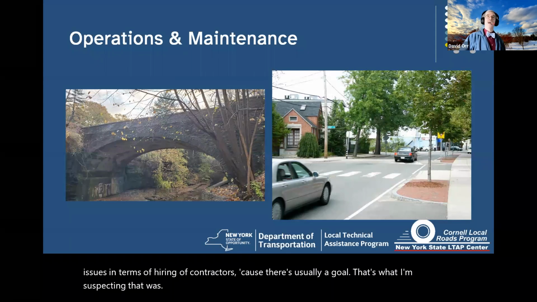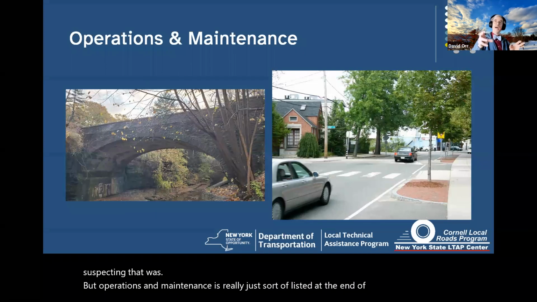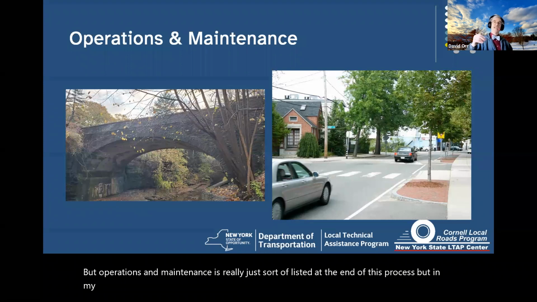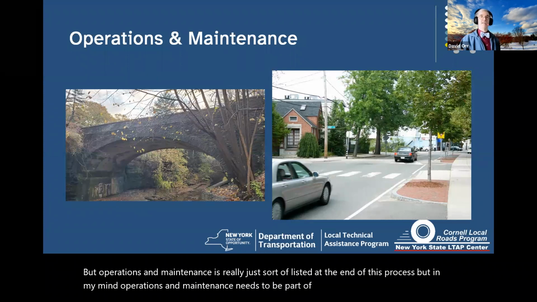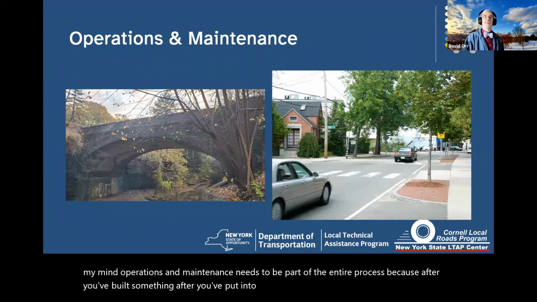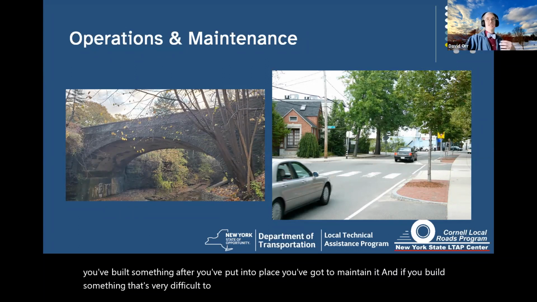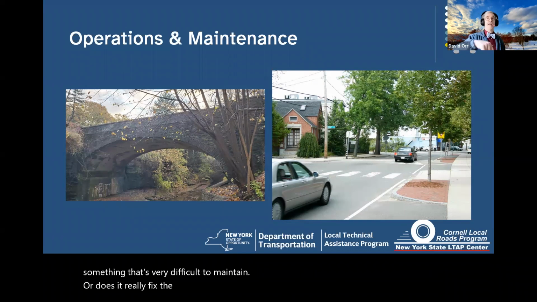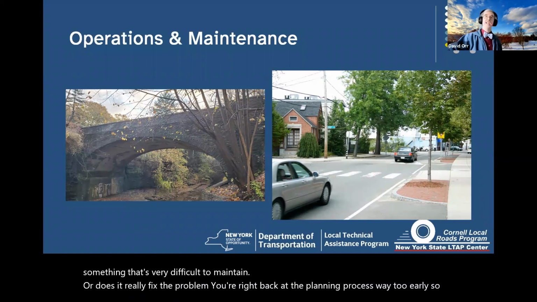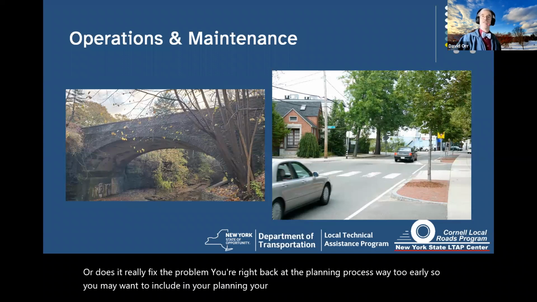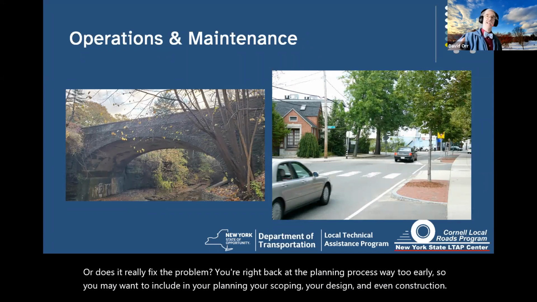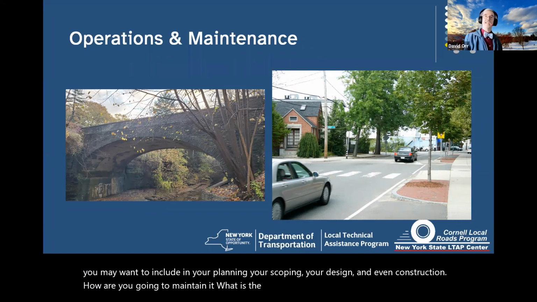But operations and maintenance is really just sort of listed at the end of this process. But in my mind, operations and maintenance needs to be part of the entire process because after you've built something, after you've put it into place, you've got to maintain it. And if you build something that's very difficult to maintain or doesn't really fix the problem, you're right back at the planning process way too early. So you may want to include in your planning, your scoping, your design, and even construction, how are you going to maintain it? What is the lifespan? What are the maintenance needs?